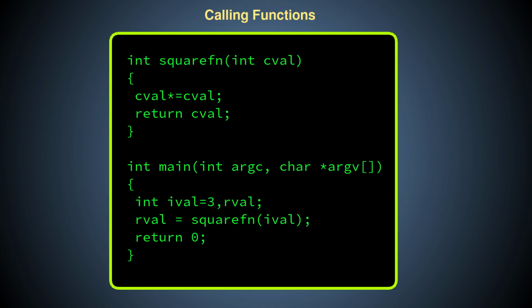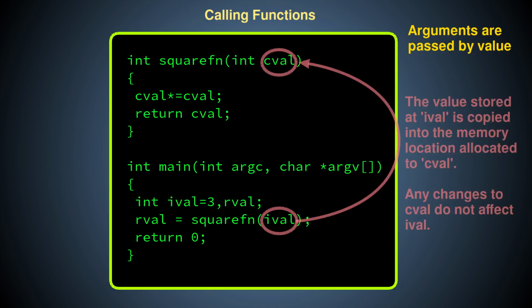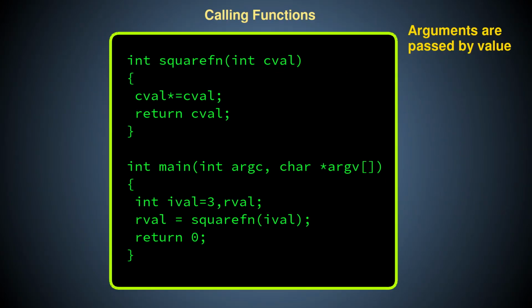Note that the arguments to functions are always passed to the function by value. This means that a copy of the value of the variable used as an argument is passed to the function, not the variable itself. In this example, the value of ival is 3, and so this value 3 is copied into the variable cval that the function defines as its argument. The value of cval is changed in the function, but the value of ival itself is not altered.